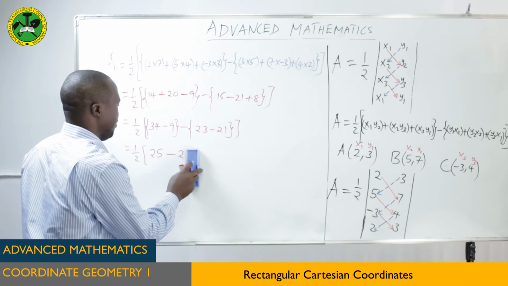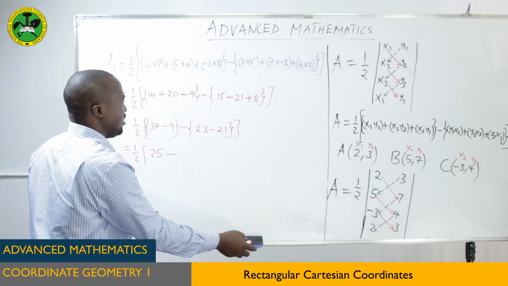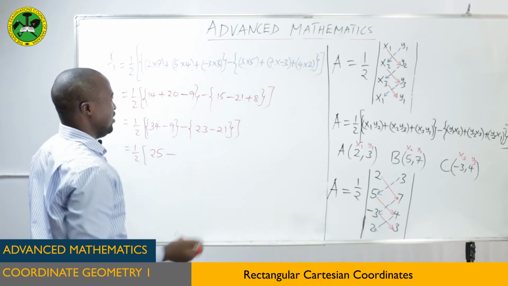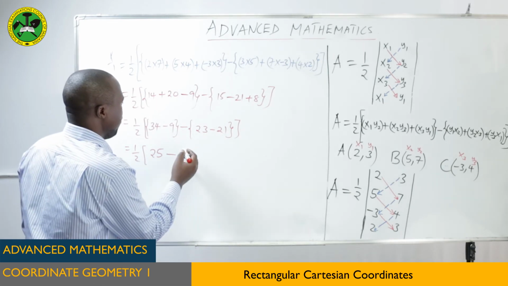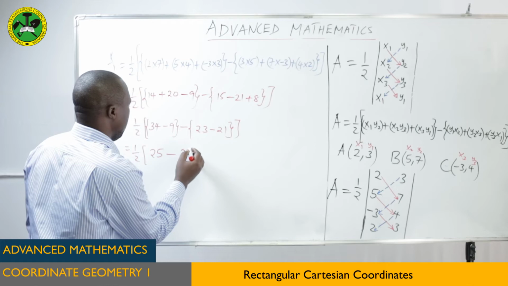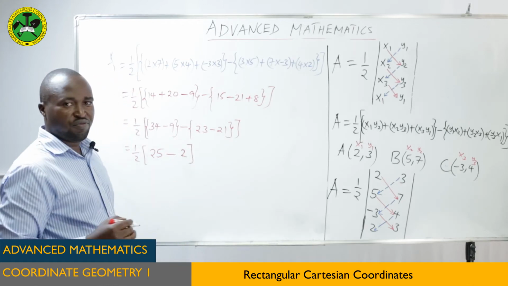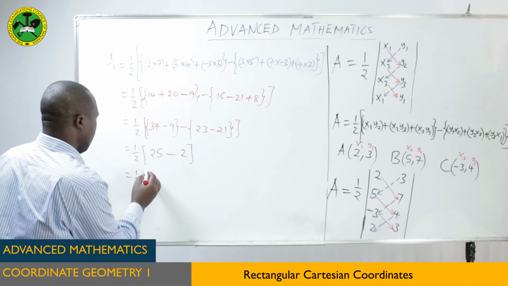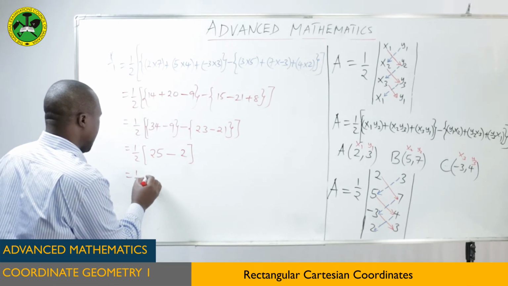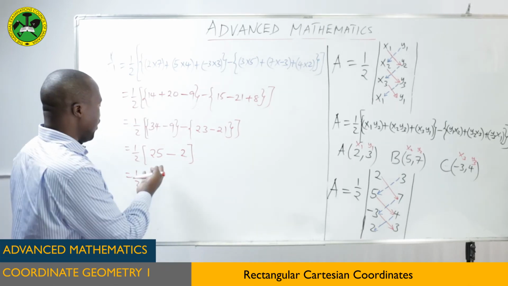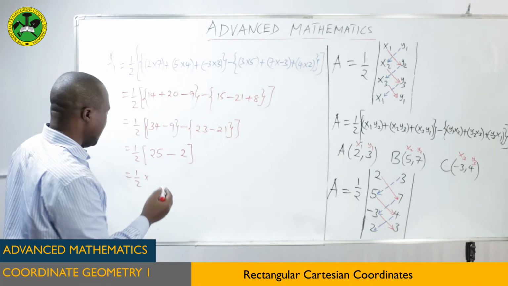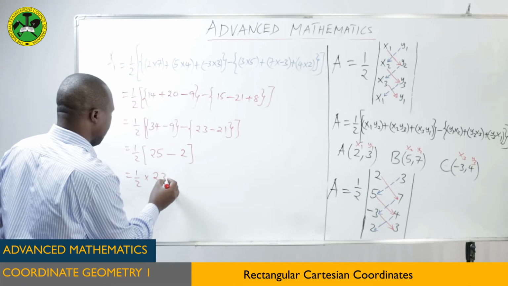Sorry, that is 23 minus 21. So we are going to have 2. So this is equal to a half, bracket of, or just times, we have 25 minus 2, which is equal to 23. So here we have 23.